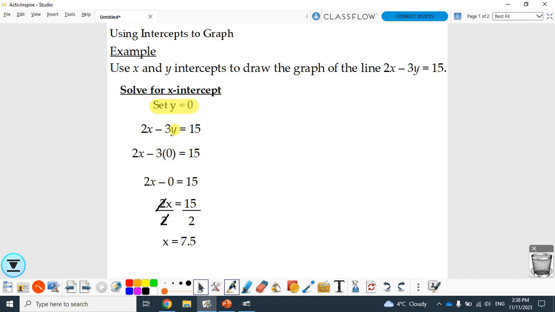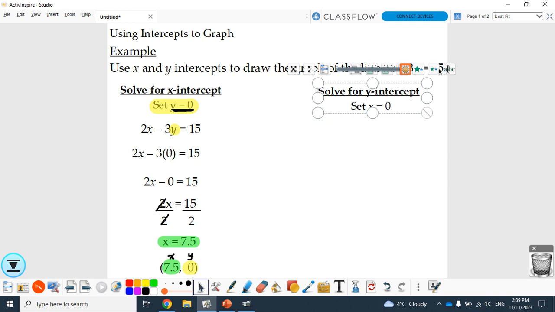So what this means is this. X equals 7.5. As a coordinate, we now have one coordinate on our graph. We have 7.5, comma 0. And that deliberately reflects x and y. Don't forget, y we said was set to 0, and that's why in our coordinate y is 0. And then the x ended up being 7.5. So when y is 0, x is 7.5. Okay?